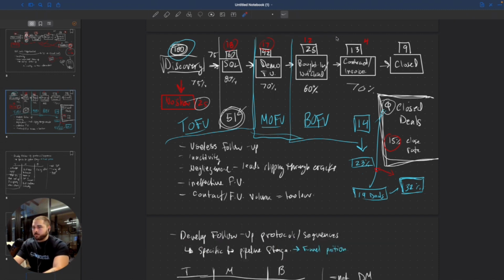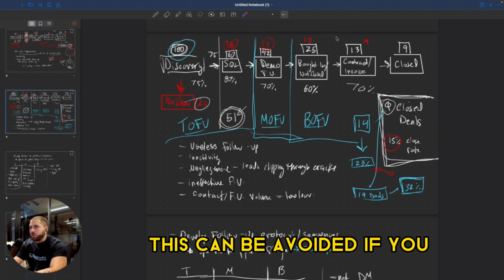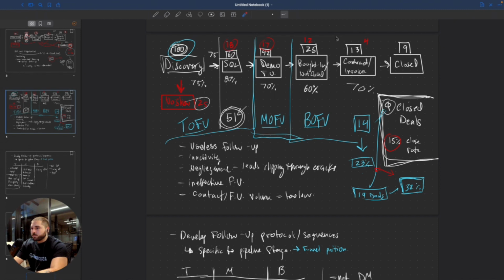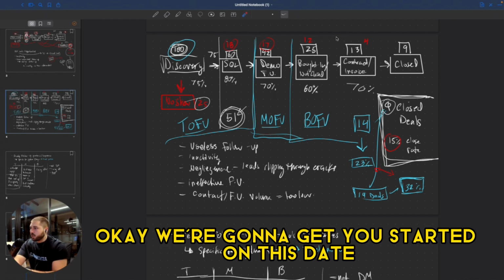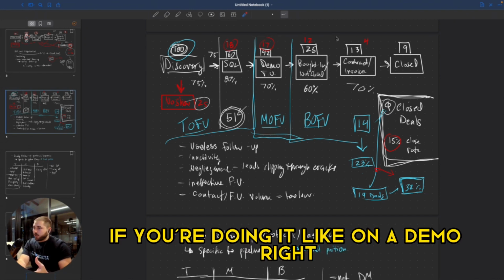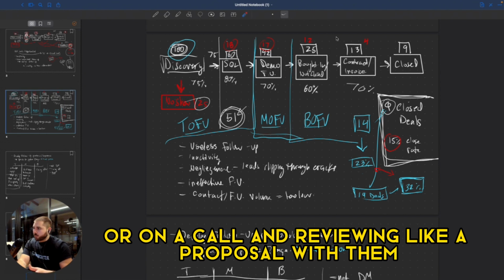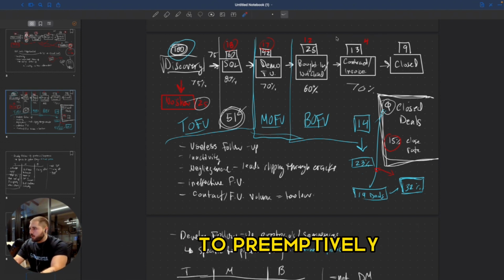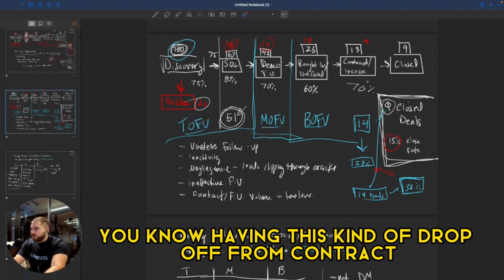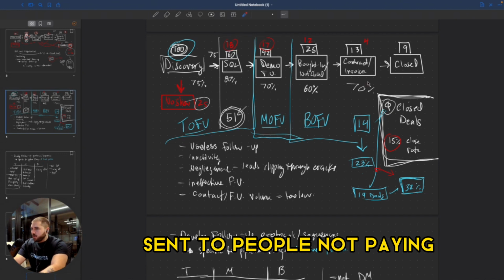This can be avoided if you preemptively make certain agreements as to, okay, we're going to get you started on this date. If you're doing it on a demo, or on a call, reviewing a proposal with them, get them to pay a deposit on that call. There are certain things that you can do to preemptively avoid this kind of drop off from contracts sent to people not paying.